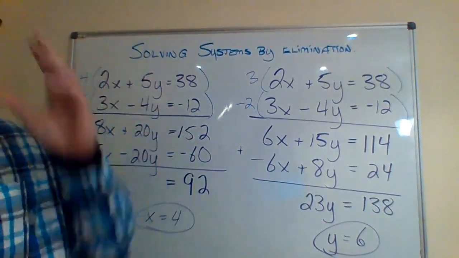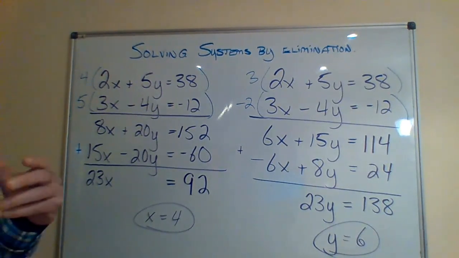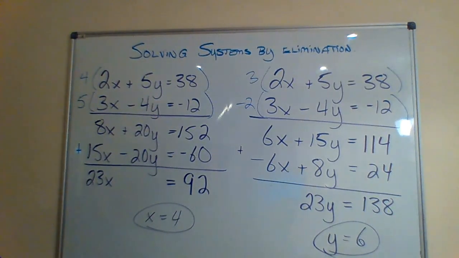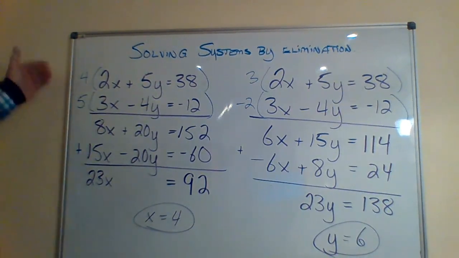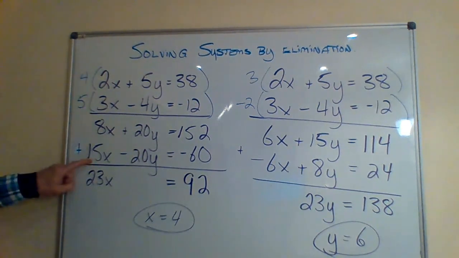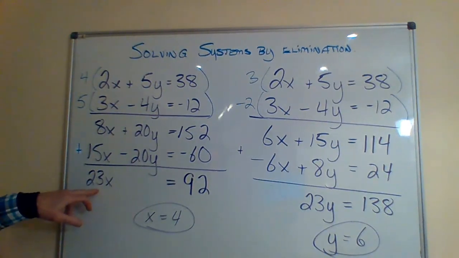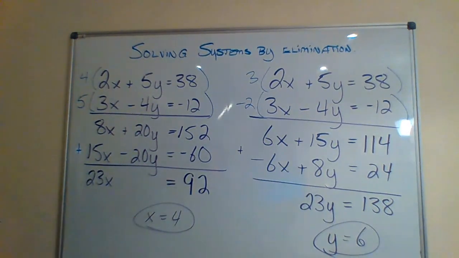Welcome back. So what I did, since you can go after either variable, is I did it 2 different ways. In the first one over here on the left-hand side, I went after the y's. To make the y's cancel out, I multiplied the top one by 4, the bottom one by 5. When you do that, you're getting 8x plus 20y equals 152. And then in the bottom equation, you're getting 15x minus 20y equals -60. When they are added together, you get 23x equals 92. The y's eliminate. You solve for x, you get 4.